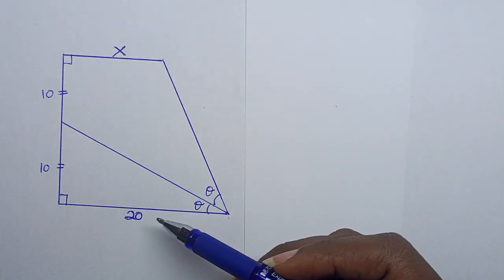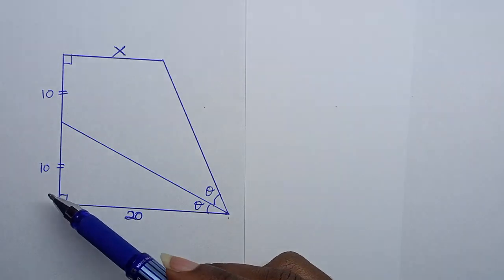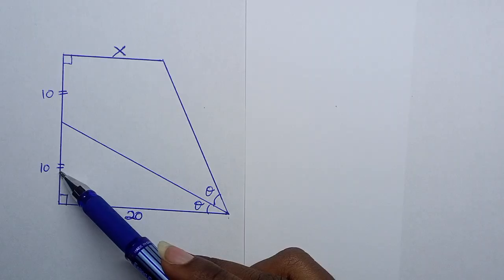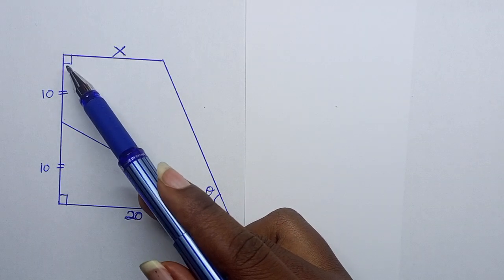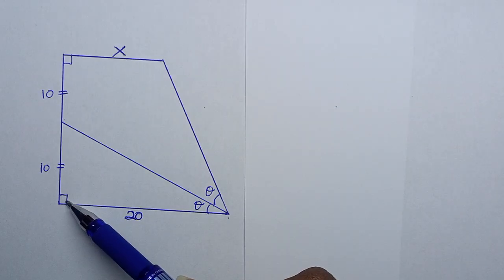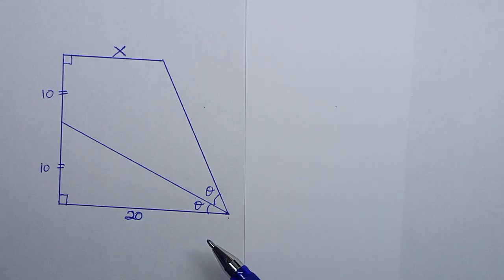So we have this figure where the side length is 20, and from here to here is 10, as well as from here to here, so this is equal to this. This angle is 90 degrees, this is also 90 degrees. This is x, which we are required to find.